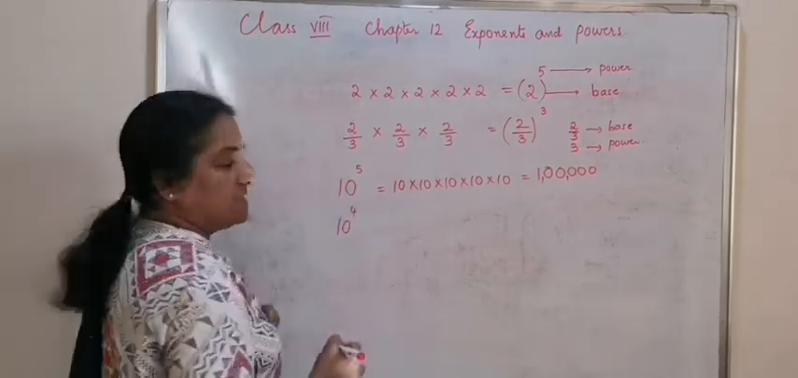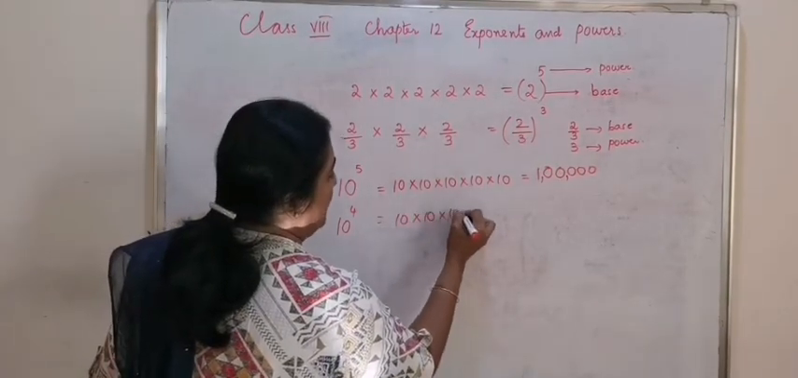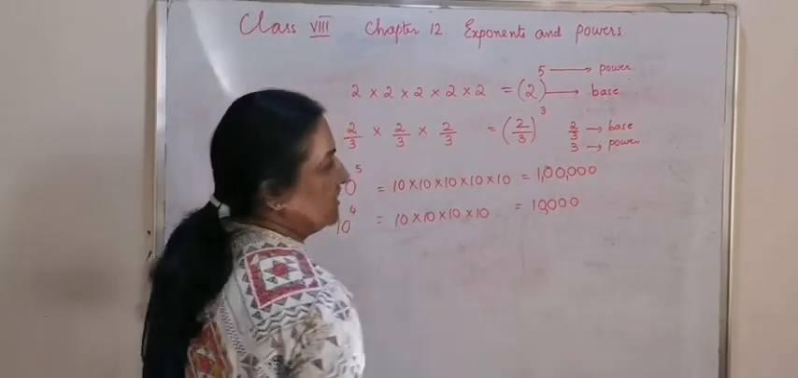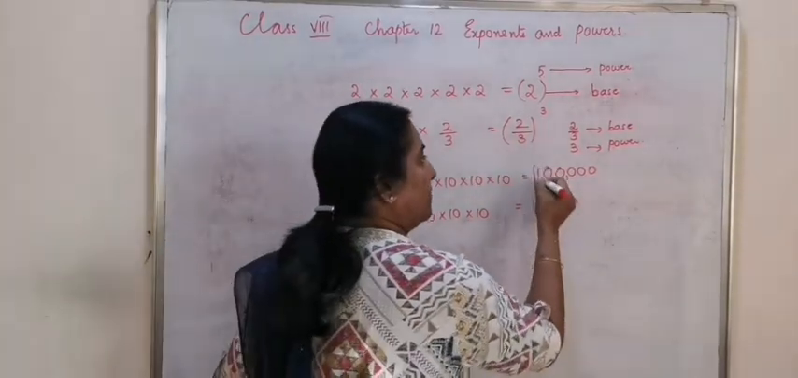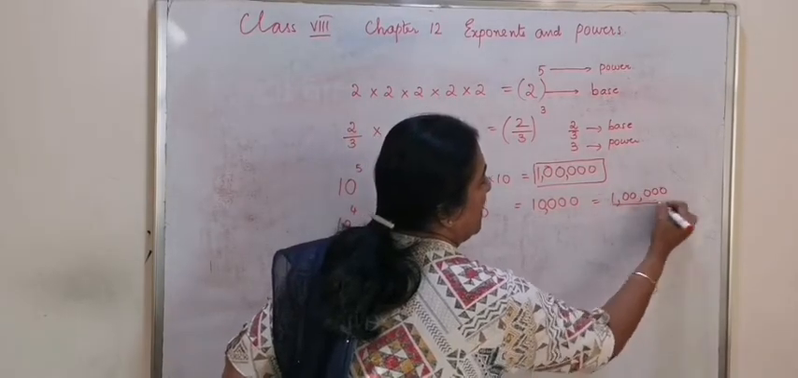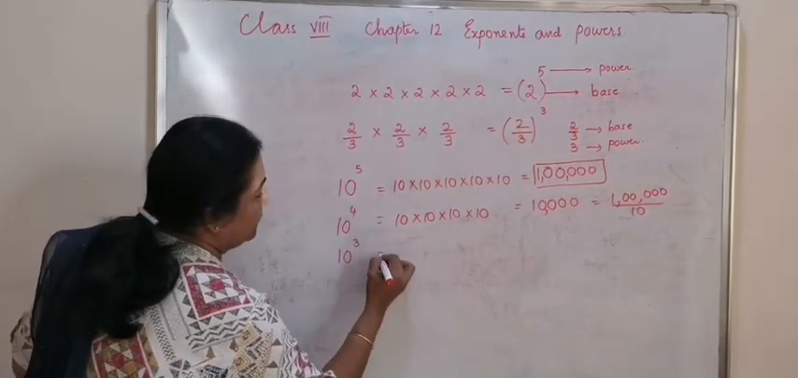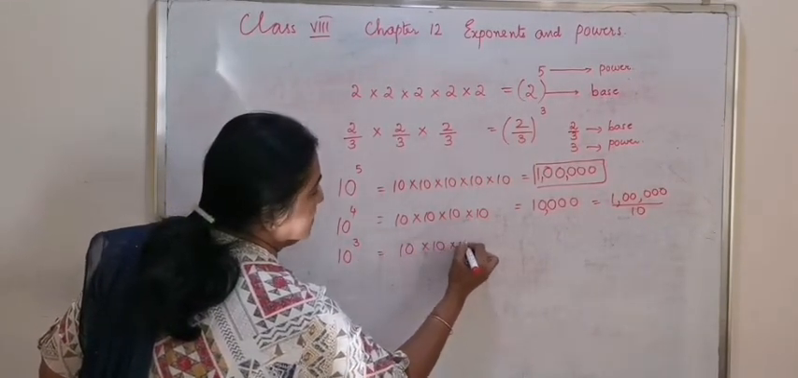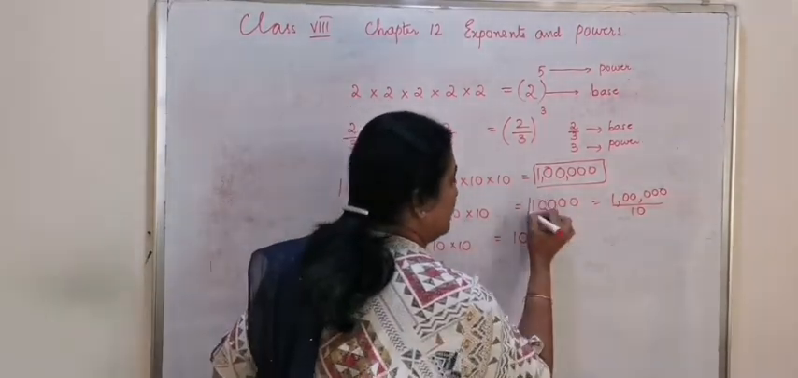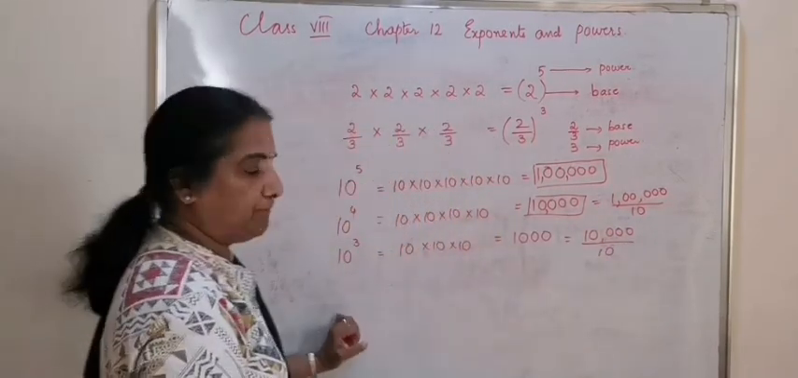Let's reduce the power to 10 to the power of 4. 10 into 10 into 10 into 10 is the same as 10,000, and you can deduce 10,000 from 1 lakh by dividing by 10. Similarly, what is 10 to the power of 3? 10 into 10 into 10 is the same as 1000. How did you derive 1000 from 10,000? 10,000 divided by 10.